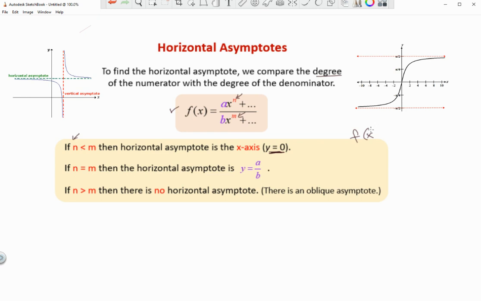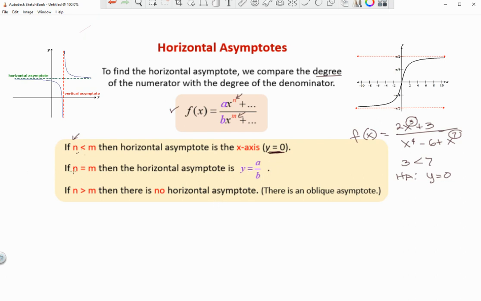What is an example of that? Let's say something like this: f of x equals 2x to the third plus 5 plus 3 over x to the fourth minus 6 plus x to the seventh. What is the degree of the numerator? The degree of the numerator is 3, and the degree of the denominator is 7, because that's the highest exponent. So 3 is less than 7. If this is the case, then your horizontal asymptote, which we will call HA, is just y equals 0.